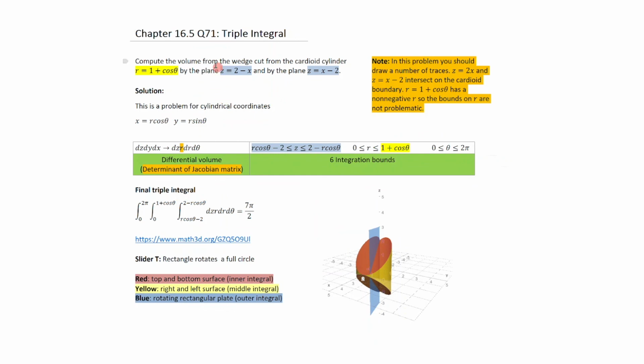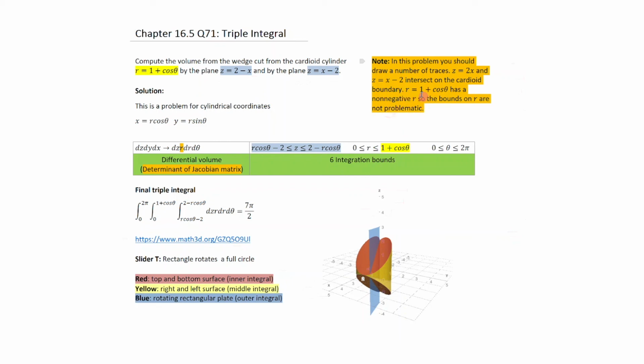All right, so there is one more here, which is the last one, which is to compute the volume from the wedge cut from the cardioid cylinder, where r is 1 plus cos theta, and we're talking about the plane z equals 2 minus x and the plane z equals x minus 2. Now, I've drawn the picture below. In fact, you can access it at the link, but probably for your own benefit, since you have to sketch it, you should draw a number of traces. So for example, z equals 2 minus x and z equals x minus 2 intersect on the cardioid boundary. So that will be useful to show to yourself.